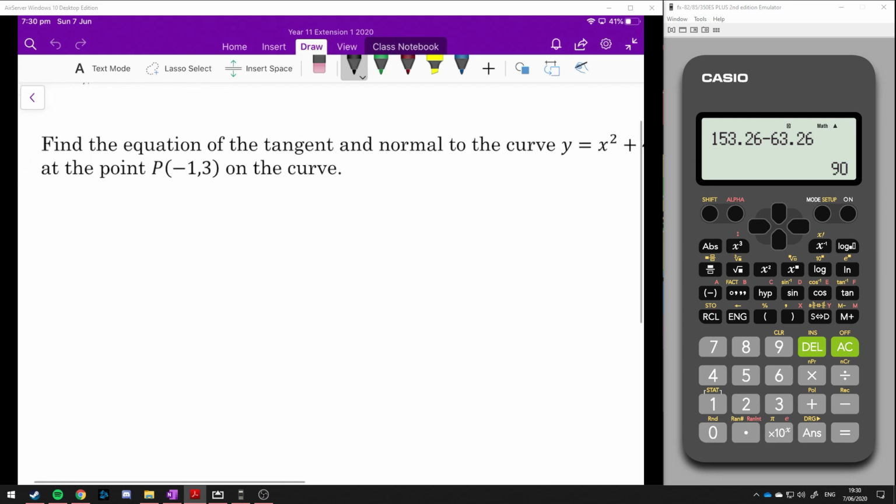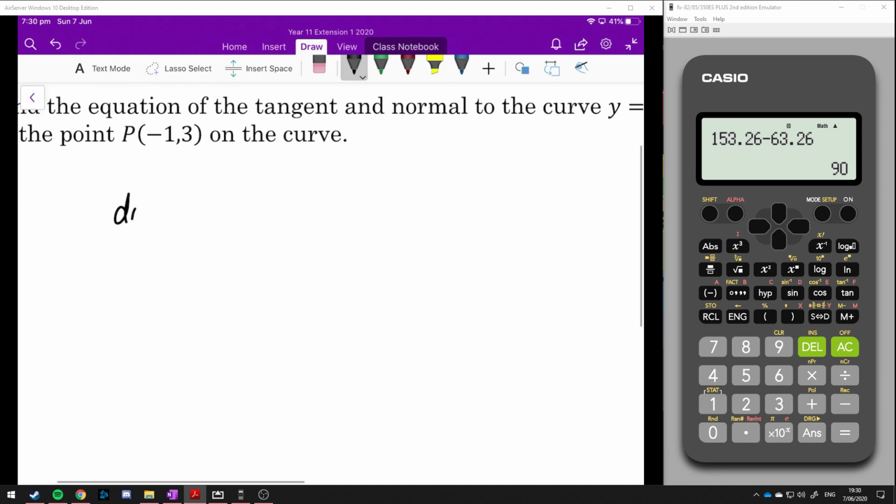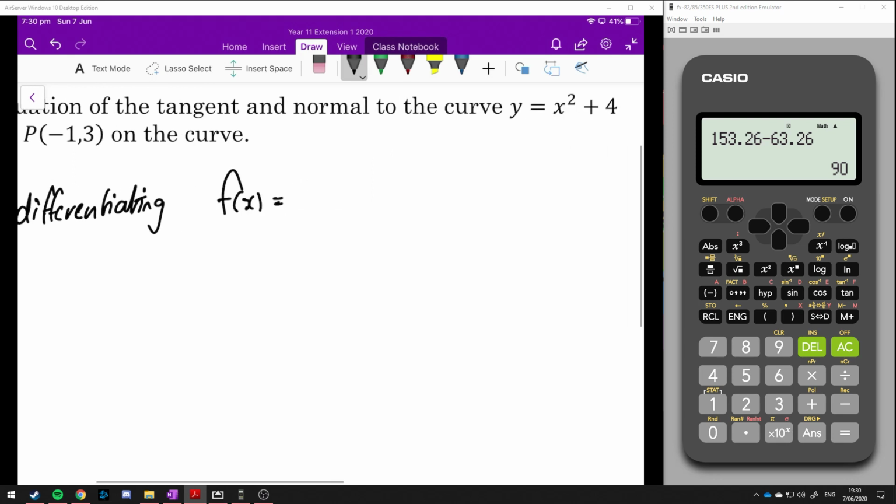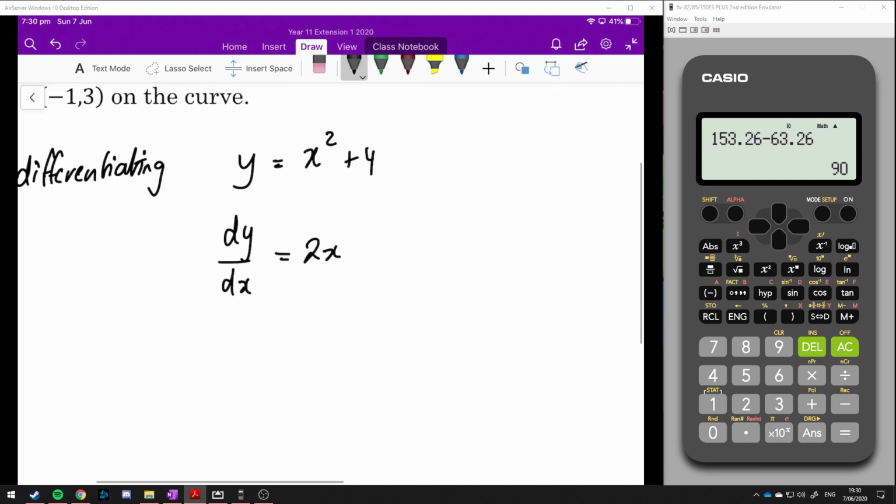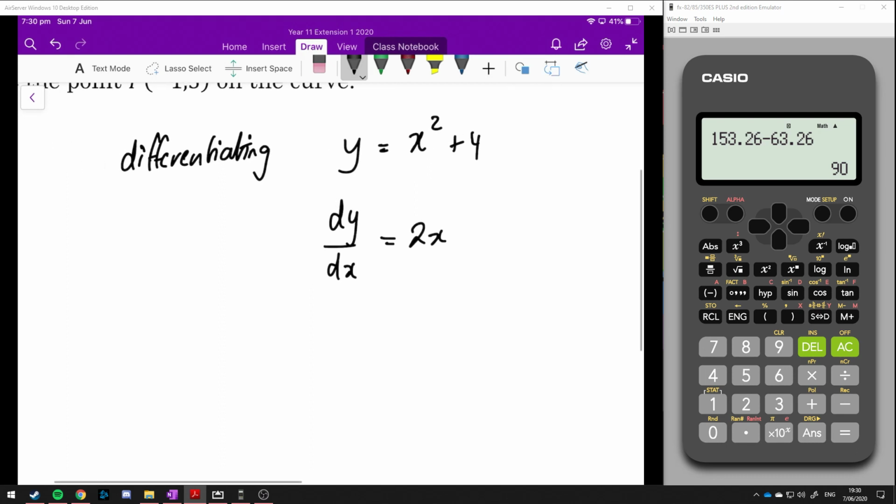So we're going to start off by differentiating. If you have f of x is equal to, oh sorry, not f of x in this case. We've got y is equal to x squared plus 4. So dy/dx is equal to 2x. Okay, that's it.